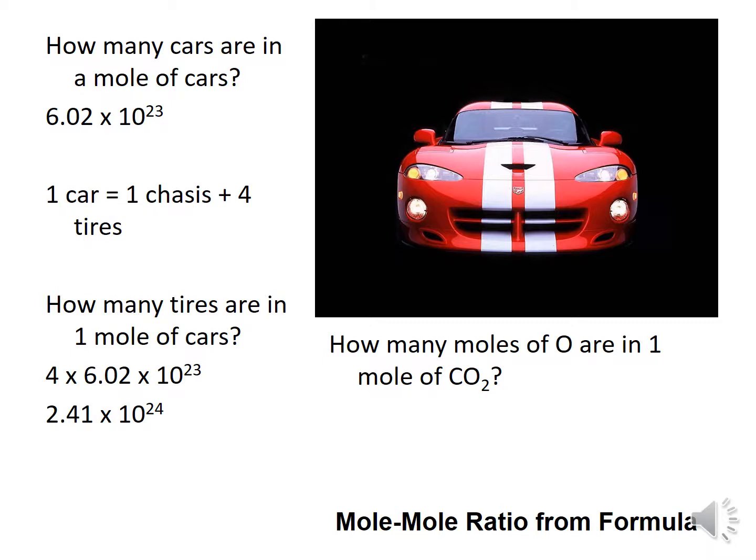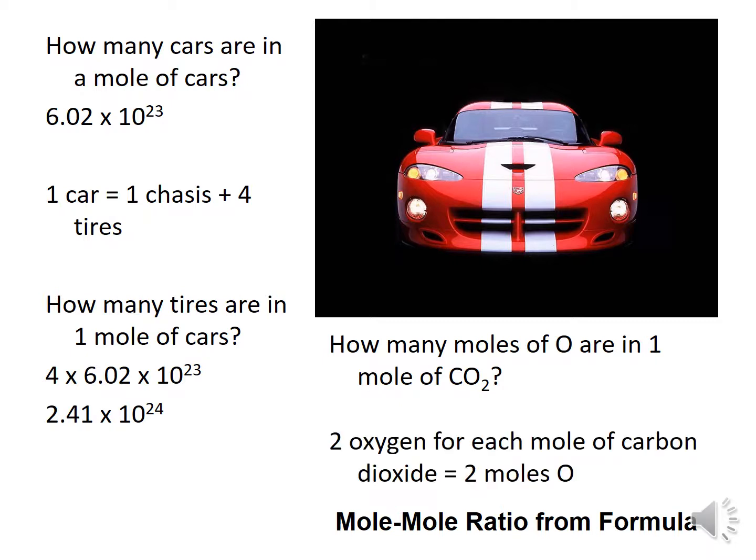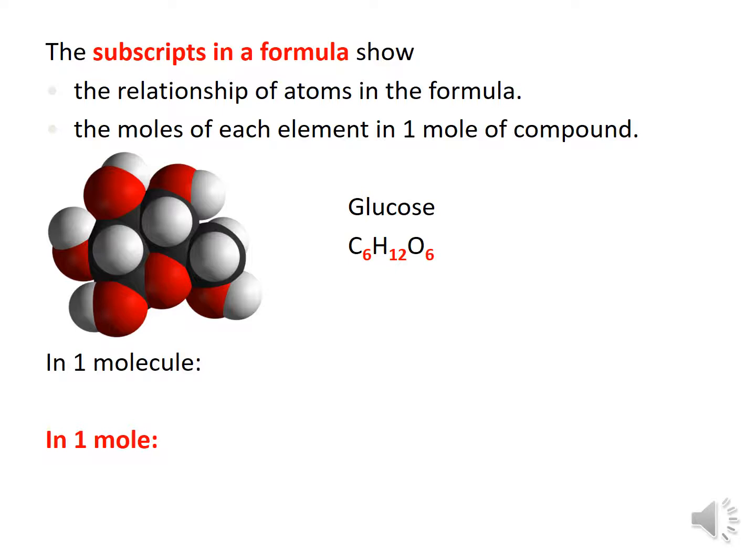So in the same way, how many moles of oxygen are in 1 mole of carbon dioxide? Since there are 2 oxygens in the carbon dioxide formula, 1 mole of carbon dioxide would actually contain 2 moles of oxygen atoms. And just for kicks, 1 mole of carbon atoms. So the subscripts in a formula show the relationship of how many atoms are in that formula. And so if you want to know the moles of atoms of each element in a mole of compounds, you can use those subscripts as conversion factors.